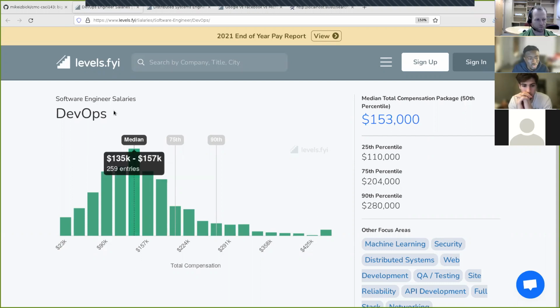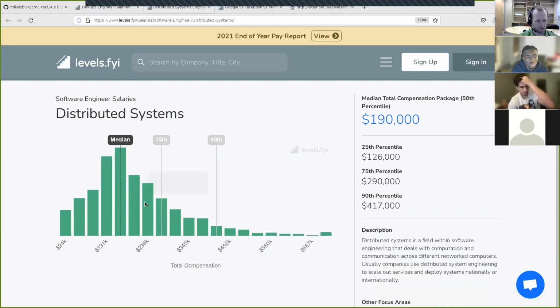This includes the salaries we were looking at before, Google, Facebook, Microsoft, those are the top-end jobs, the most prestigious jobs. This is including every job in the market right now, and still very good salaries. So this is the DevOps job, and then the distributed systems engineer.